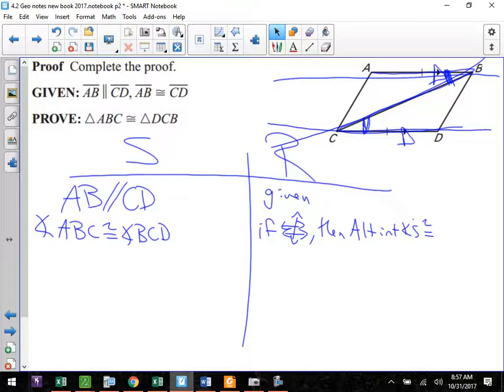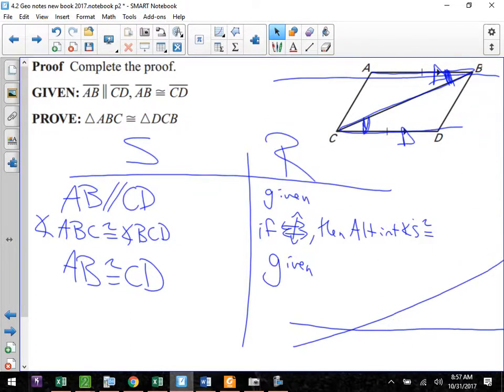Is there anything else I can do with those sets of parallel lines? Nope. Those two parallel lines just gave me that one transversal that had an angle on both sides. So I go to my next given. My next given says that AB and CD are congruent to each other. Let me clean up my diagram a little bit here. Congruent, congruent.